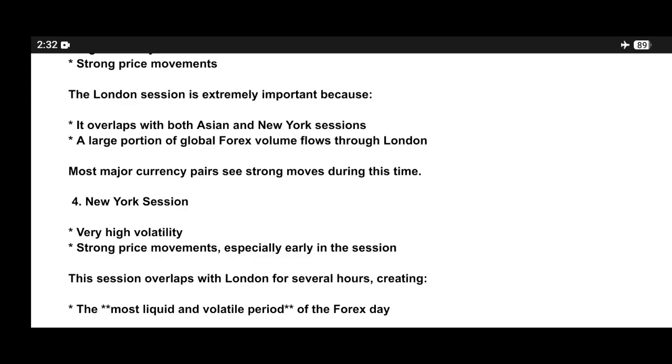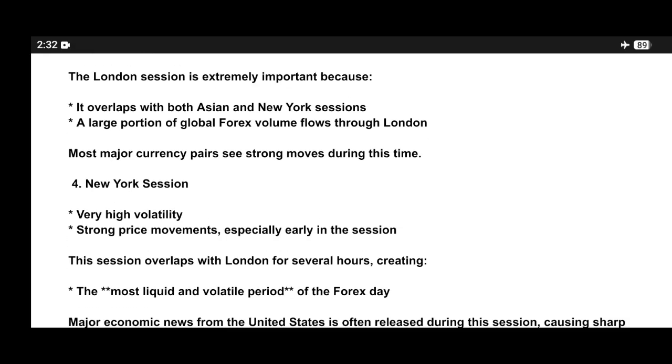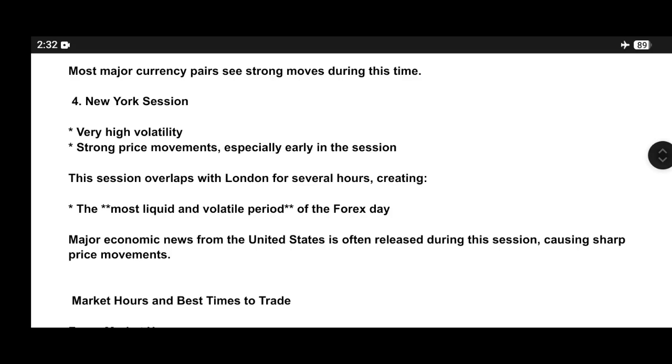Then the fourth one is New York session. It has a high volatility, strong price movement, especially early in the session. This session overlaps with London for several hours, creating the most liquid and volatile period of the Forex day. Major economic news from the United States is often released during this session, causing sharp price movements. Are you getting me now?